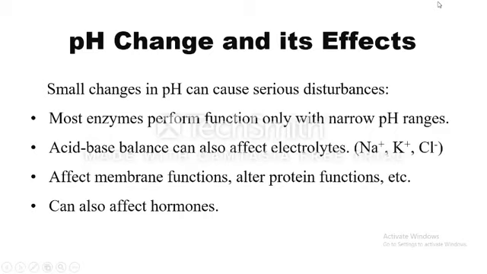pH change and how it affects. A small change in pH can cause serious disturbance in our body. Most of the enzymes perform their function only within a narrow pH range. If this narrow pH range is disturbed, the enzymes cannot perform their function. Acid-base balance can also affect electrolytes. The intracellular and extracellular concentrations are disturbed just because of the disturbance of the acid-base balance.